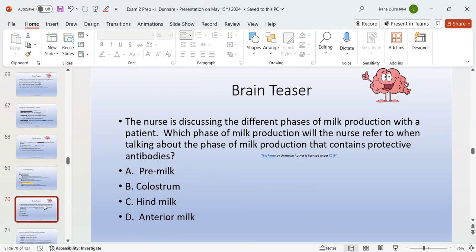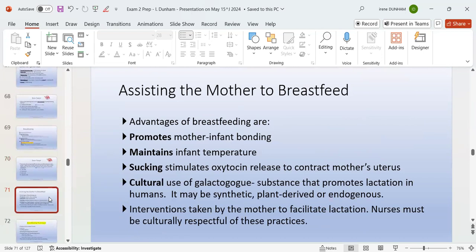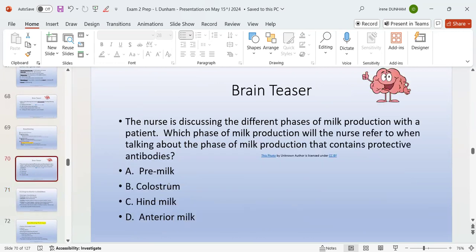Yes, good. You got it. All right. Now, when you're assisting a mom to breastfeed, excuse me. Yes. Did she say B or D? Oh, let me go back. Colostrum. You said B, right? Colostrum, yeah. B. Okay. B is in boy, right? Yes. Good. That's always a good test question, by the way.